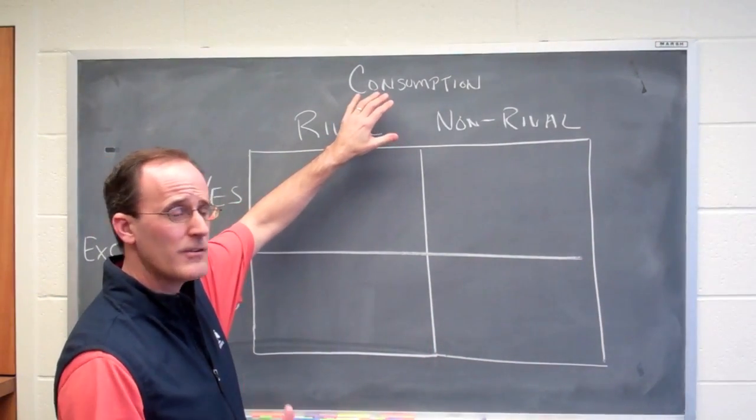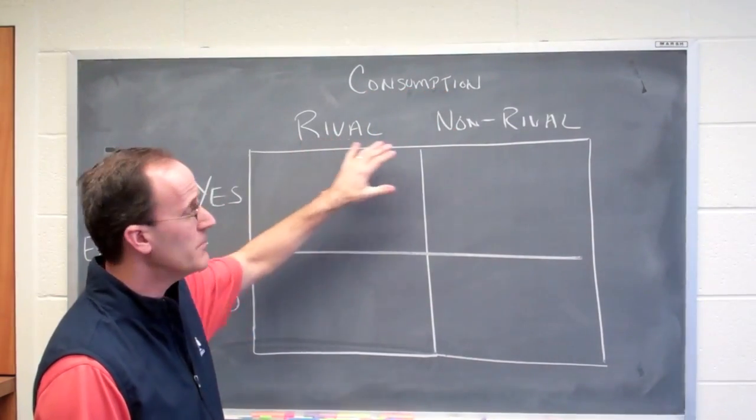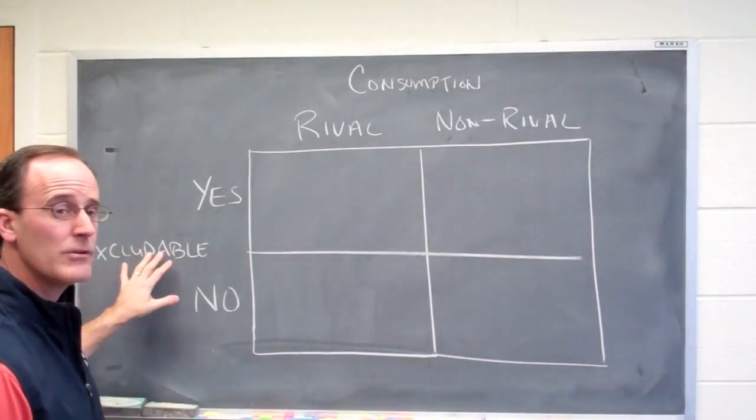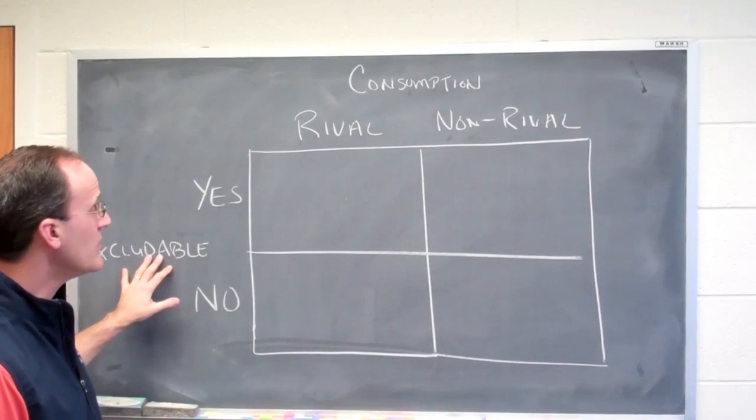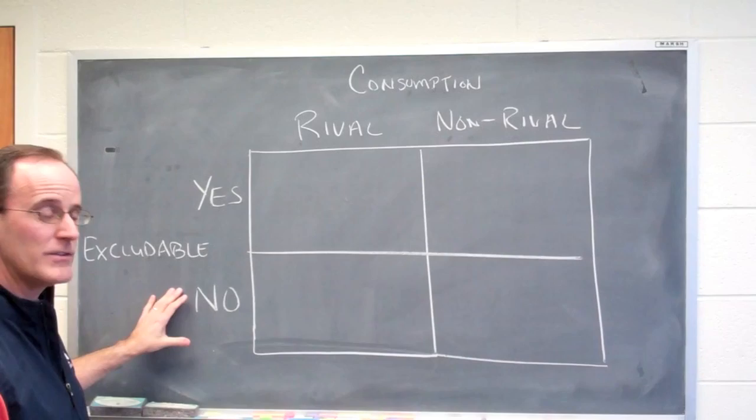Goods fall into two characteristics. We want to look at the consumptive characteristics of goods, whether that good is rival or non-rival. We want to look at whether it's possible to exclude someone who does not pay or not. So in this case, exclusion is possible or it's not.